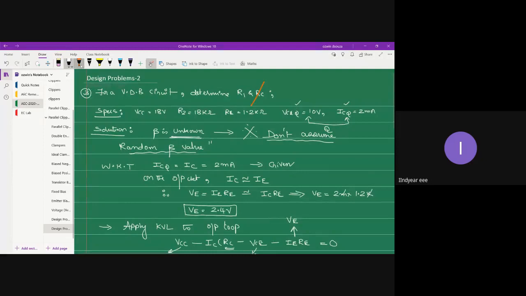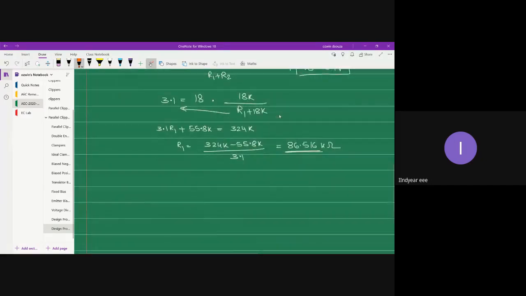So that's all. R1 also we have found, so that completes the problem. This is how we solve different design problems.